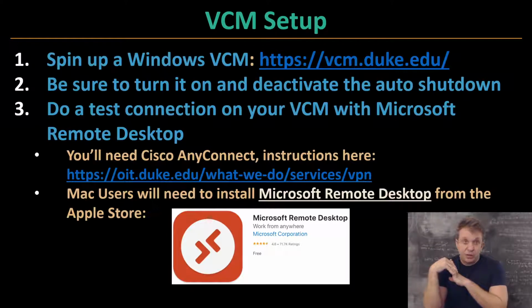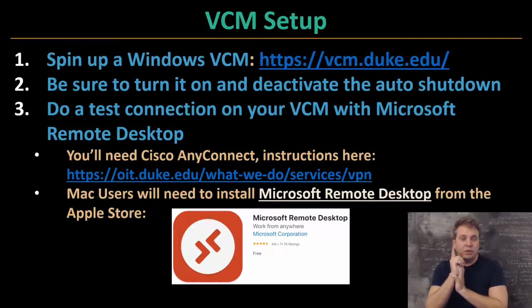All right, so what I'm going to do now is I'm going to spin up a Windows VCM. This part is mostly for Duke students, and you can probably turn this off at this point if you're coming in from the internet. I'm going to spin up a VCM and turn it on. I'm going to do a few things, like deactivate the auto shutdown, do a test connection, and so on. And I'm going to connect to it with Cisco AnyConnect.